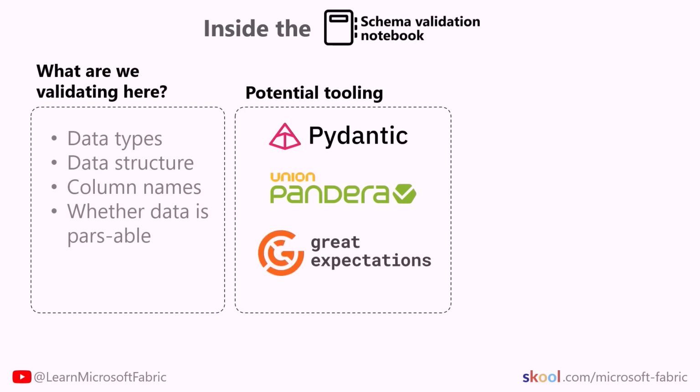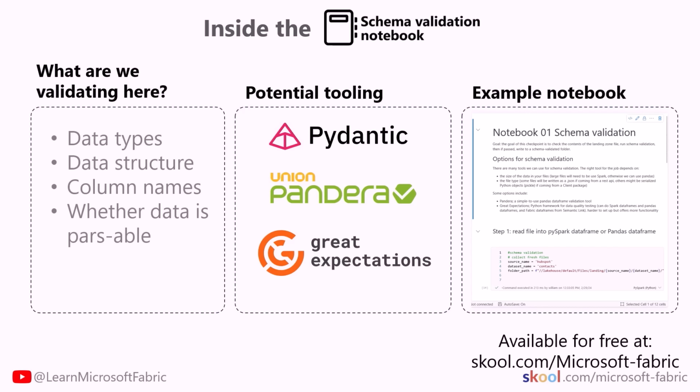Now, one of the best things about Microsoft Fabric is that it opens up the Python ecosystem and allows us to use that ecosystem on our data. Now, data validation is probably one of the best examples of that. There are so many mature data validation frameworks that we can tap into. I've just listed three here. So Pydantic, Pandera, and Great Expectations are three Python libraries that you can use to validate your data. I'll be going into a bit more detail about the pros and cons of each of these in a minute.